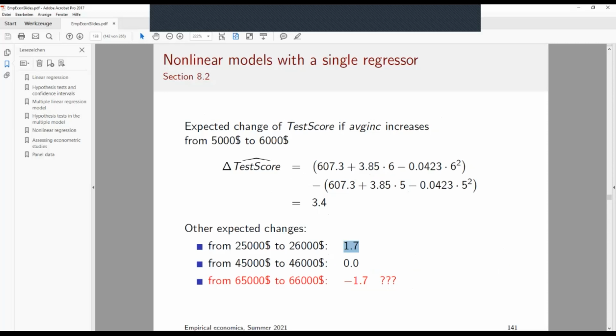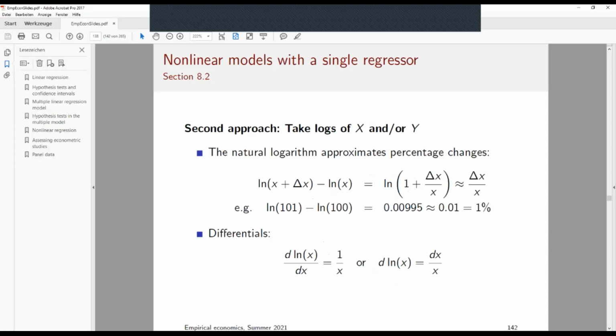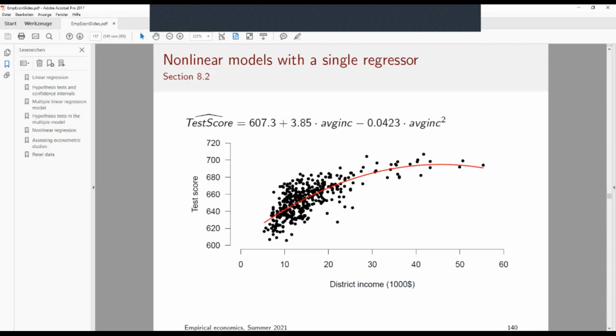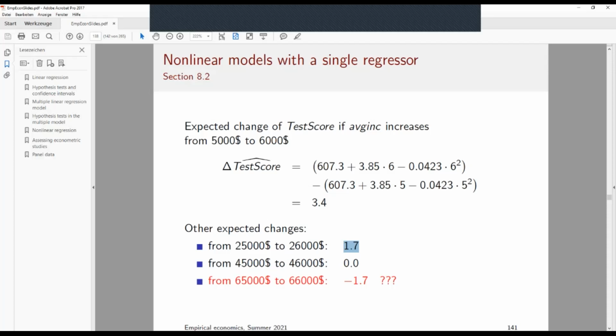And if we increase our income from $45,000 to $46,000, then we are exactly up here and we don't see any change anymore at all. And if we go even further to the right, an increase from $65,000 to $66,000, we would obtain a decrease in test score by 1.7 points.